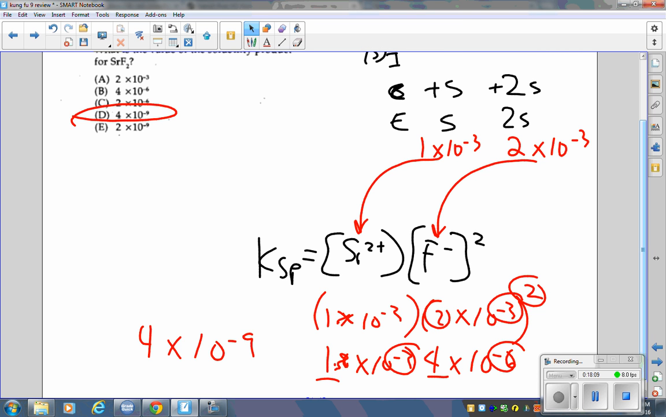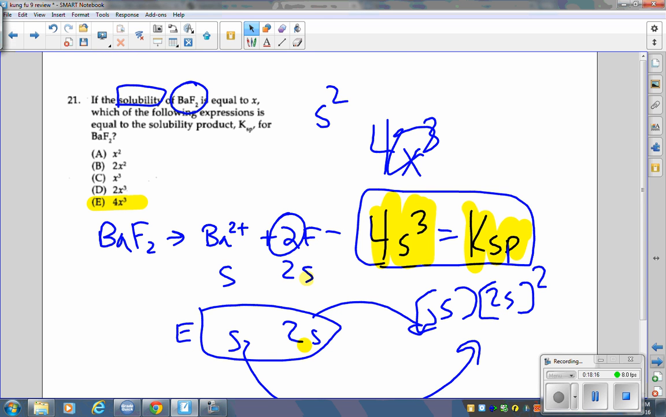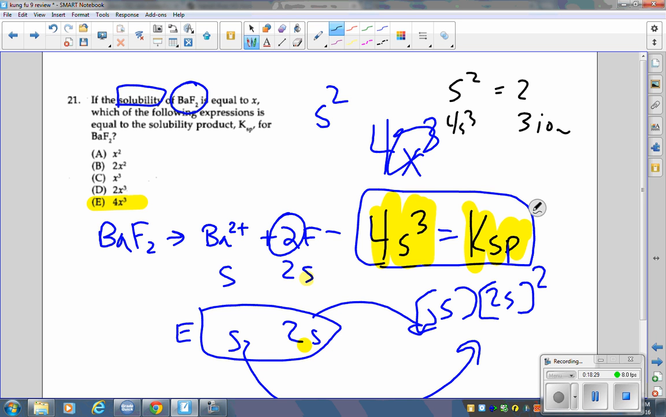Next, solubility of BaF2. If you think about BaF2, remember there's shortcuts. Remember, if it's only 2 ions, it's S squared. 3 ions is going to be 4S cubed. 4 ions is going to be 27S to the fourth. Either way, if it's an FRQ, they'll make it a long, drawn-out problem. You would still show your ICE table and do all that.